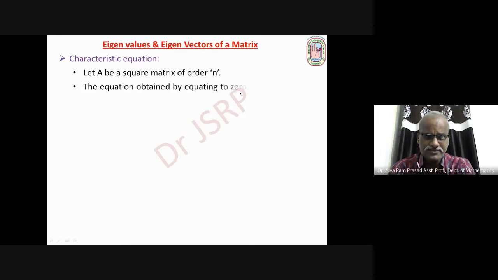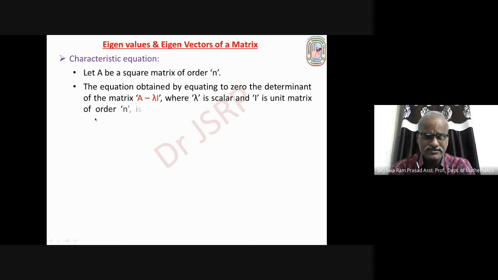In this lecture, I am going to explain how to find eigenvalues and eigenvectors of a matrix. For this, first we define the characteristic equation. Take a square matrix of order n. Let A be a square matrix of order n. The equation obtained by equating to 0 the determinant of the matrix A minus lambda I, where lambda is a scalar and I is the unit matrix of order n, is called the characteristic equation of the matrix A.